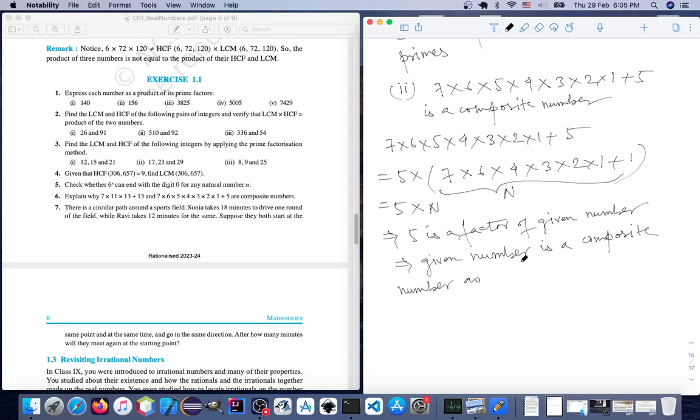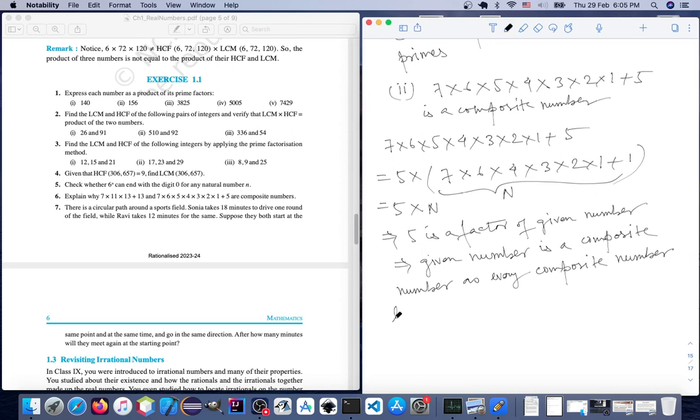as every composite number has at least one prime as a factor. I hope it's clear.